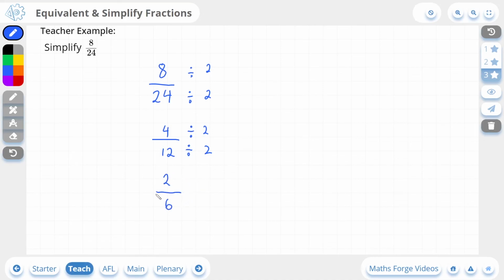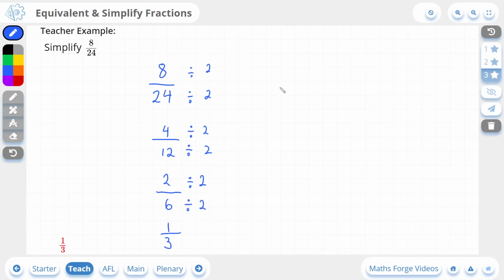And even then, it's not fully simplified. You can simplify it further. So I can divide 2 by 2, and I can divide 6 by 2. Notice how I'm always dividing the numerator and the denominator by the same value. This has to happen. If you divide the numerator by 2 and the denominator by 3, you will not get an equivalent fraction. So we have 2 divided by 2, which is 1, and 6 divided by 2, which is 3. And now this is fully simplified. If we just check our answer, there it is.